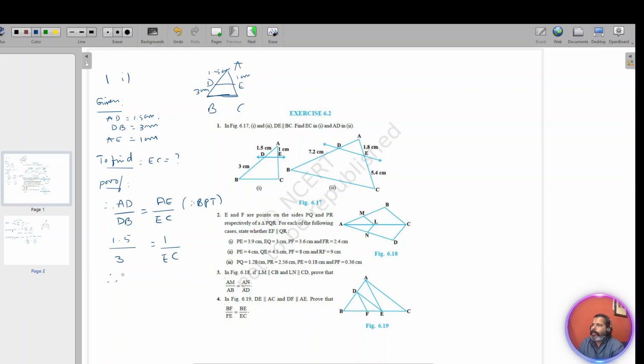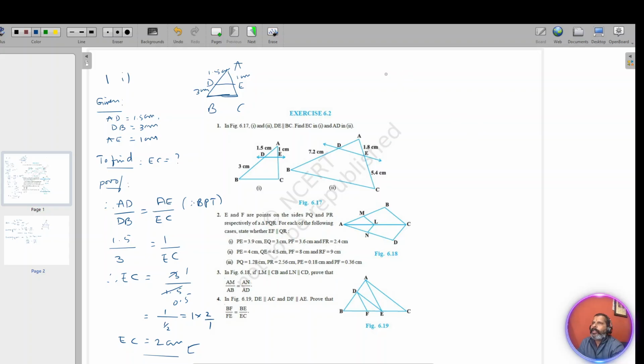Therefore, if you cross multiply, what you get? EC into 1.5 is EC. 3 into 1 is 3, by 1.5. That is 1 by 1.5 means 0.5, means how much? 1 by 2. If you reciprocal it, you will get 2 centimeter. Okay. How 2 centimeter? You can check it. Numerator you write as it is. Denominator below we have 1 by 2. It gets reciprocal and in the product form. So this is easy. This is what we want. Clear? Just apply the BPT, substitute the values, solve it.